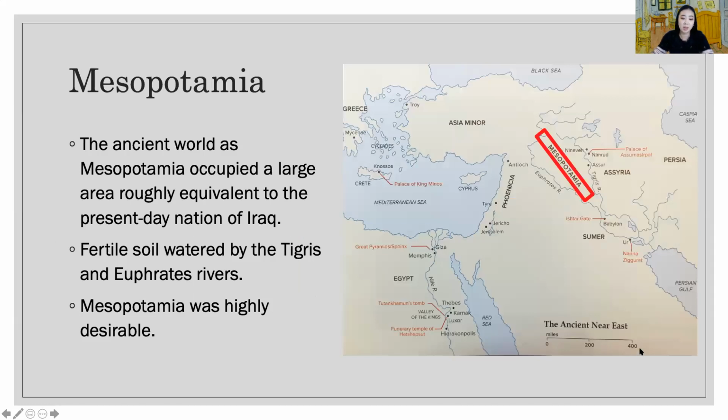So let's see Mesopotamia first. The region known to the ancient world as Mesopotamia occupied a large area roughly equivalent to the present-day nation of Iraq. Fertile soil watered by the Tigris and Euphrates rivers made Mesopotamia highly desirable, but a lack of natural boundaries made it easy to invade and difficult to defend.